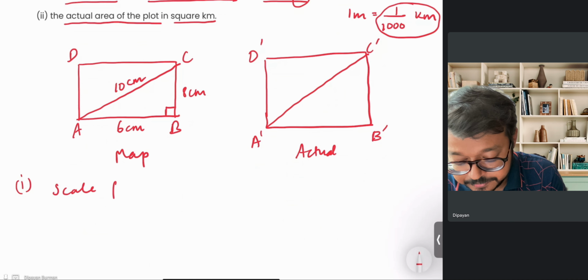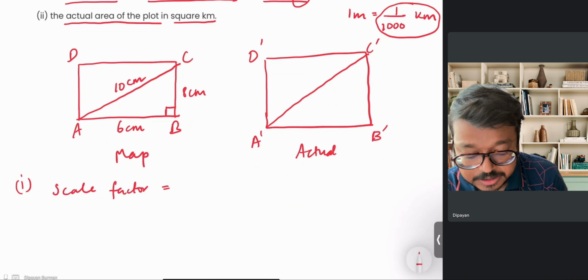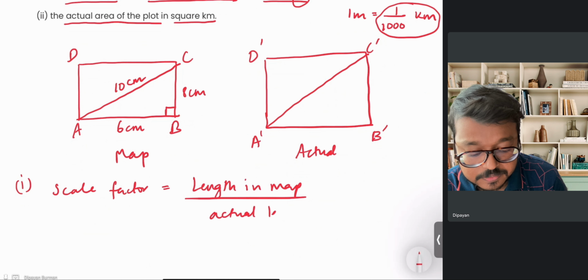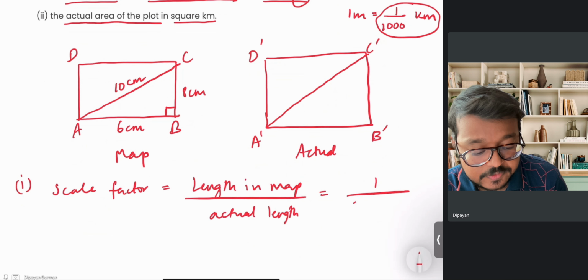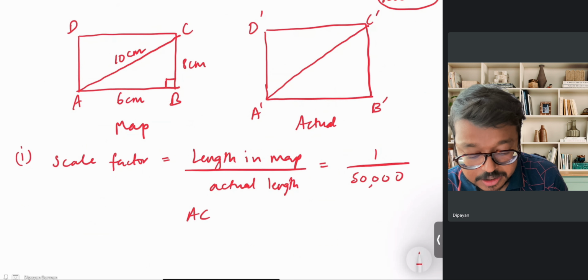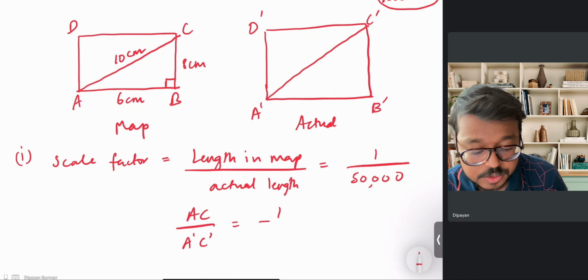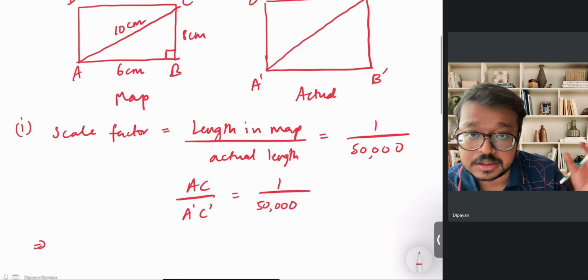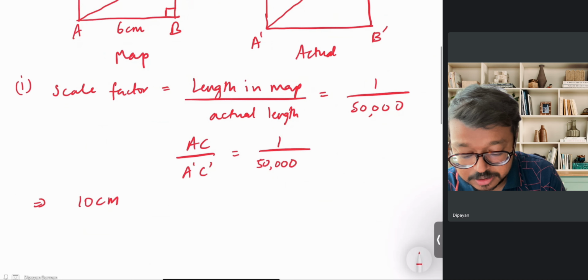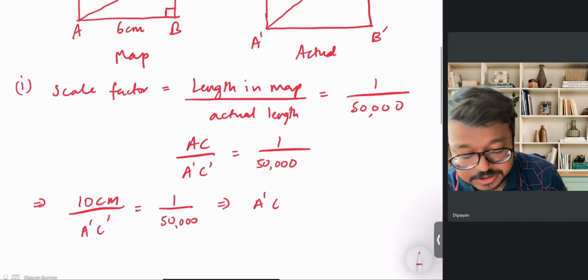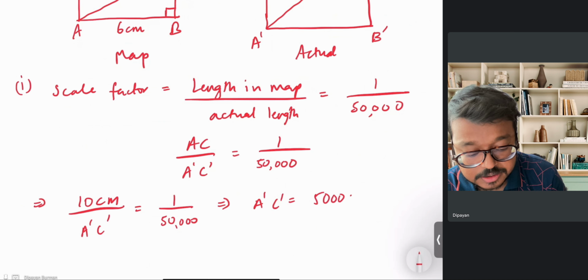So scale factor is the length in map over the actual length, and that is given as 1 by 50,000. So let's say the diagonal AC, the length in map AC, and the actual length A dash C dash, the ratio is 1 is to 50,000. So that means, let's say the length AC in the map is 10 centimeter. So 10 centimeter over A dash C dash is 1 by 50,000. So that means A dash C dash is actually 50,000 into 10 these many centimeter.